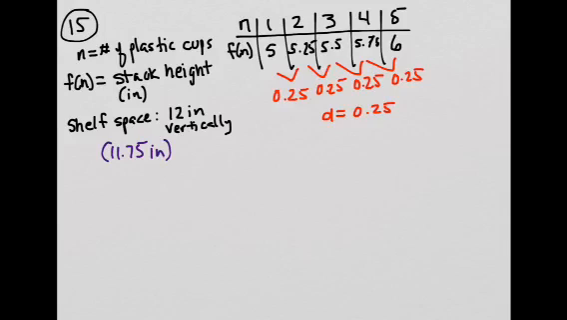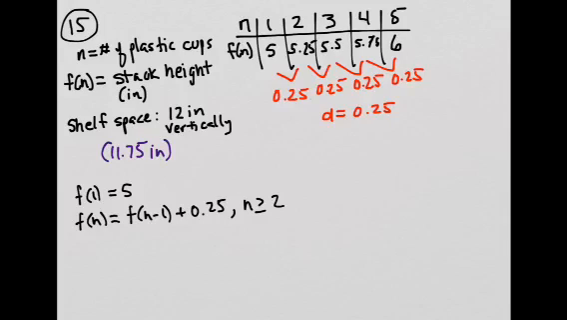So the recursive formula: f of 1 equals 5, because that's my first number. And then f of n is the previous number plus 0.25 for n greater than or equal to 2. So that's the recursive.